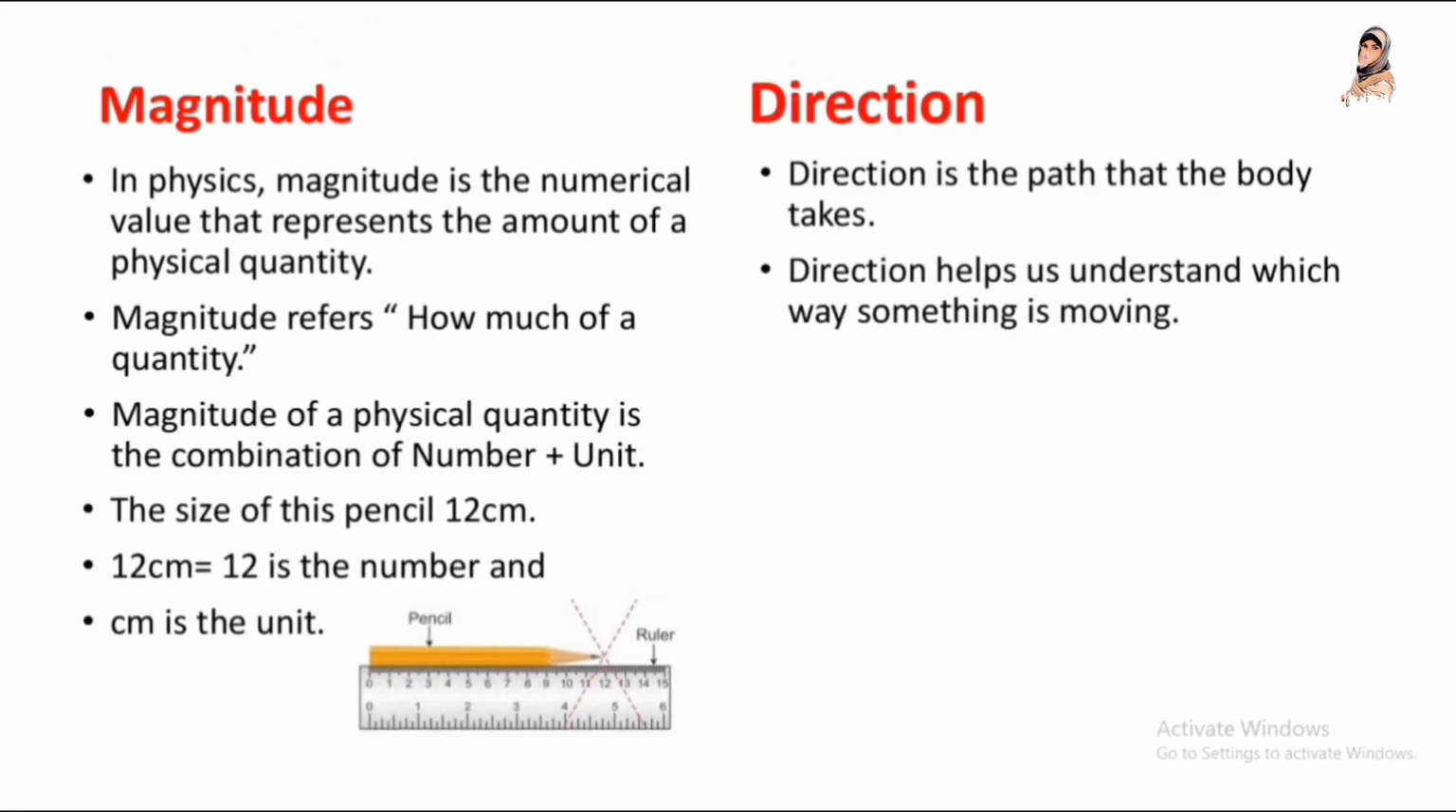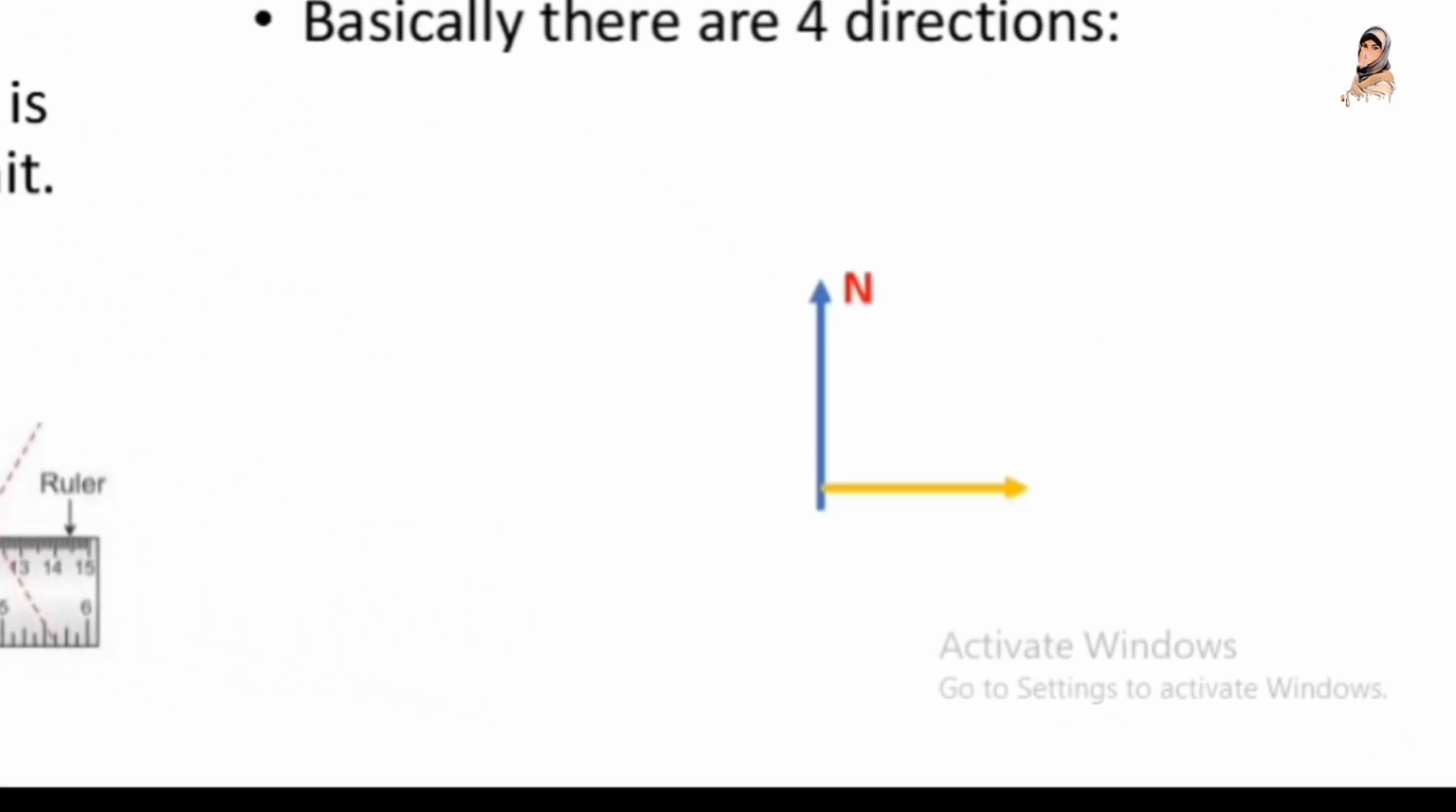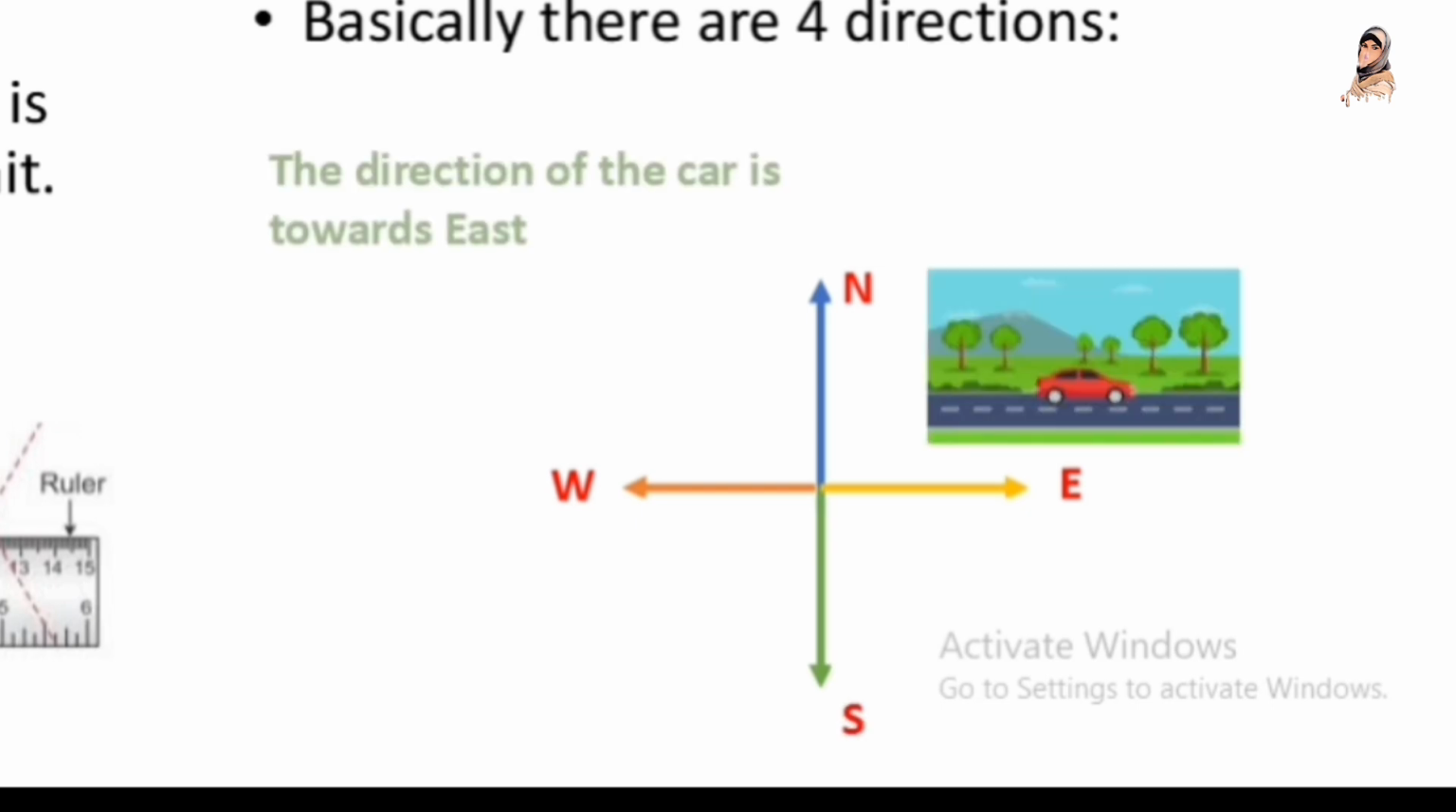takes. Similarly, direction helps us to understand which way something is moving. Basically, there are four directions: north, east, west, and south. For example, a car is moving towards the east, so the direction of the car is towards east.